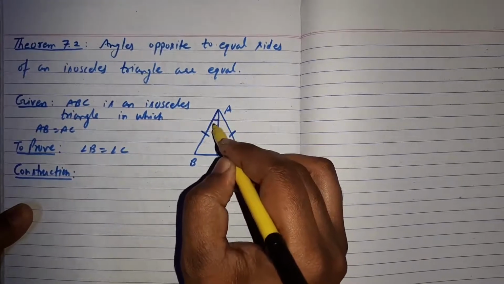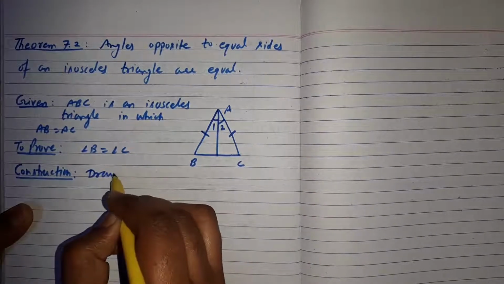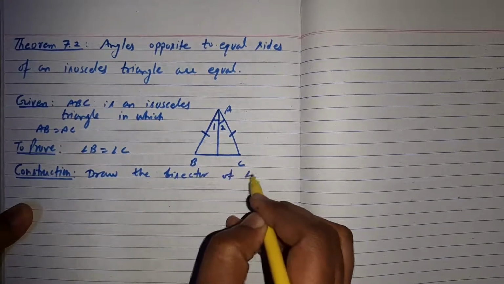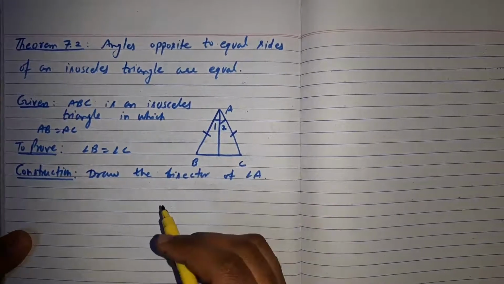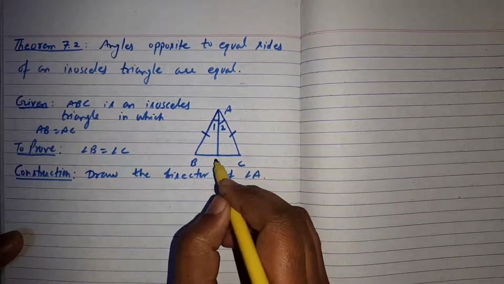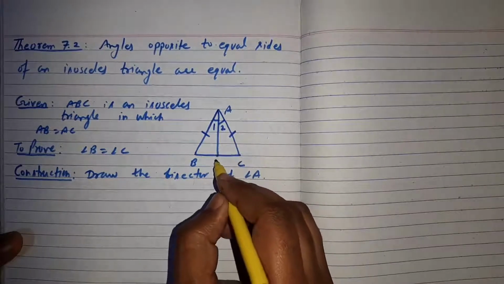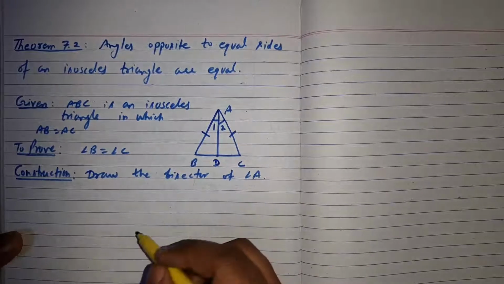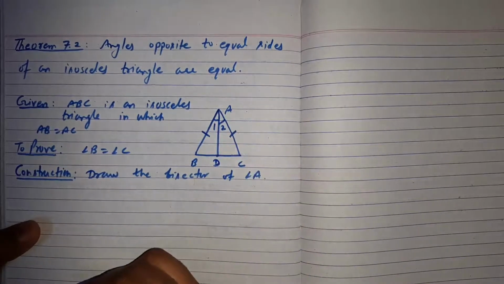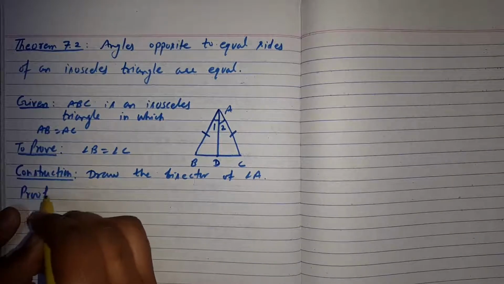Suppose this angle is 1 and this angle is 2. Draw the bisector of angle A. Bisector of angle A means this bisector divides this angle into two equal parts, and suppose this is the D vertex. So draw the bisector of angle A. So AD is the bisector of angle A. Now we will come to the proof.